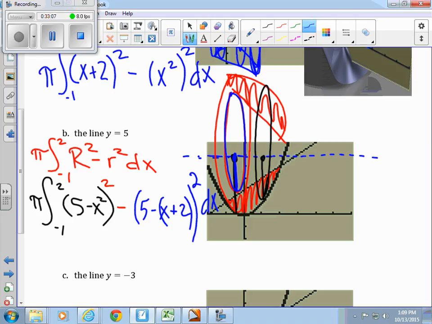Okay. So the outside circle, which is this black one, we're going to do the radius of it. Okay, got the black one. So the blue circle here, the radius is the distance from 5 to here. And to get distance, we always do top minus bottom or right minus left.